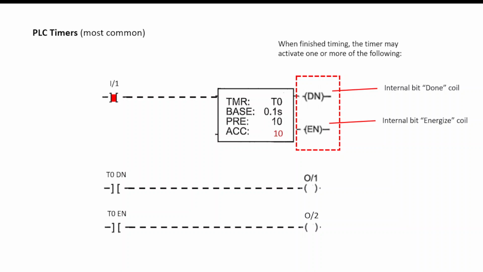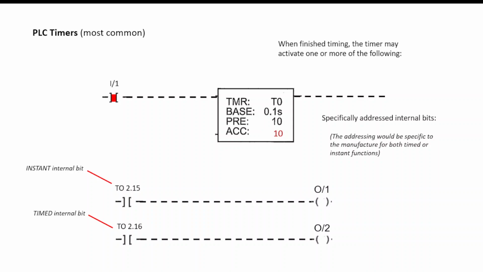Others, again, Allen Bradley will have done and energize. The done is the timed, whereas the EN, energize, is the instant contact. So that means as soon as this goes true and allows this to start timing, this would go on, and this would go true, and output 2 would go on. So the energize coil goes on as soon as the timer has started timing. Think of this as the equivalent of an instant contact on a standard timer relay.